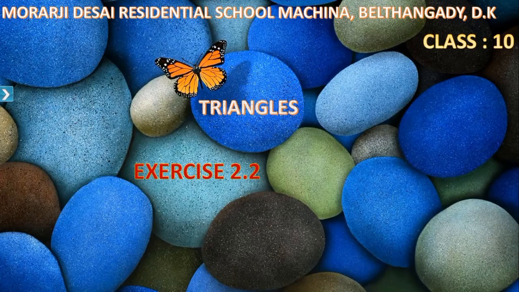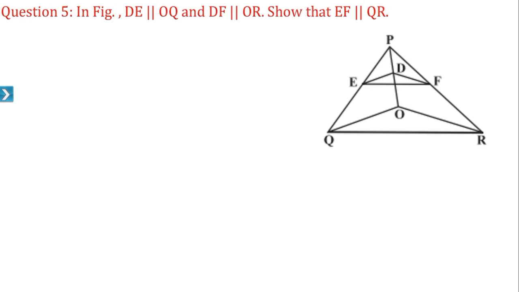Dear students, now let us solve the fifth question of exercise 2.2 from the triangles lesson. The fifth question is: in the figure, DE is parallel to OQ and DF is parallel to OR. Show that EF is parallel to QR.